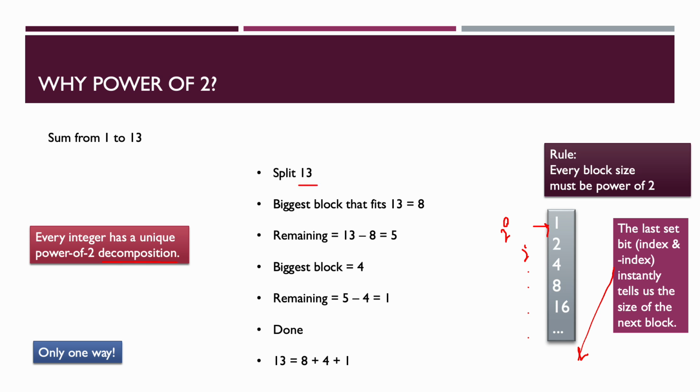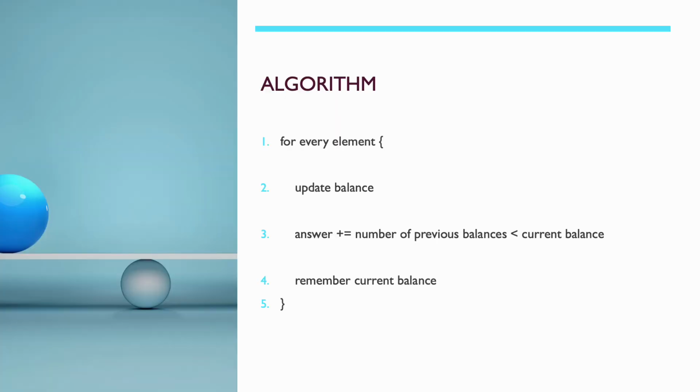So let's say I had 13. Firstly, what's the biggest block that could fit 13? It's 8, right? Because 16 is a very big box. So it's 8. Then after 8, how many numbers are remaining? 5. Now what's the biggest block that can store 5? It's 4. After 8 and 4, what is remaining? 1. So if we go to index 8, 4 and 1, we are going to get the sum from 1 till 13. So that is as easy as it is. So that's why we have chosen power of 2.